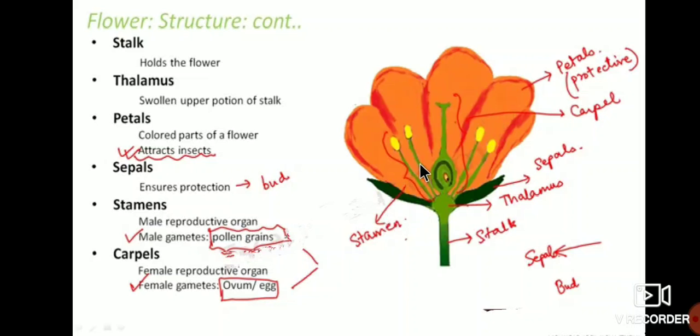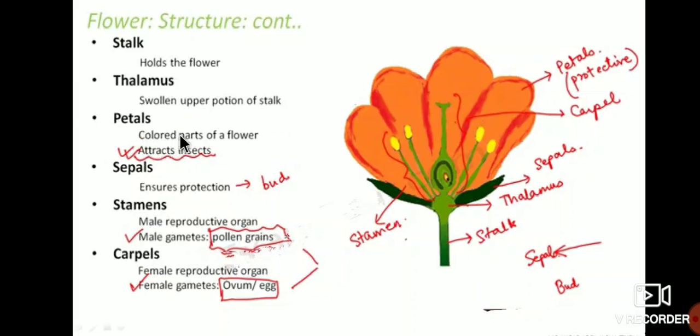And this is stamen. So first one, stalk, holds the flower. Thalamus, swollen upper portion of stalk. This upper portion of stalk will be swollen by this thalamus.